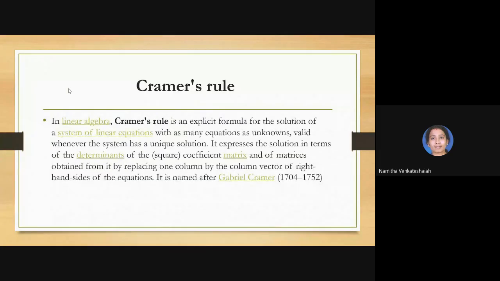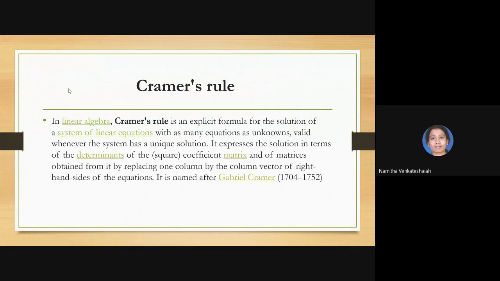So how do we solve it? Using Cramer's rule. So what is Cramer's rule? In linear algebra, Cramer's rule is an explicit formula for the solution of a system of linear equations. You are familiar with systems of linear equations. How do we find the solution? One of the ways is Cramer's rule, with as many equations as unknowns.